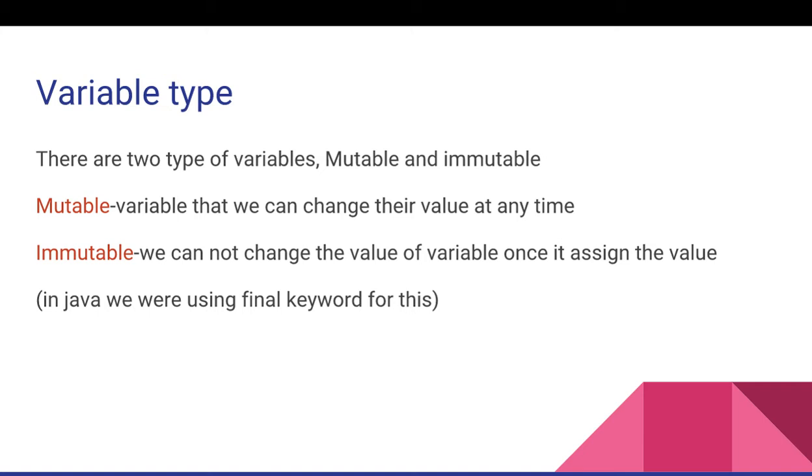Now next is variable type. As we see here, there are two types of variables, mutable and immutable. So what is mutable and what is immutable? Mutable means a variable whose value can be changed at any time in our program, and with immutable, we cannot change the value of the variable once it is assigned. It is the same in Java, where we use the final keyword for immutable variables. In Java, if we declare a variable as final, we cannot change that value.